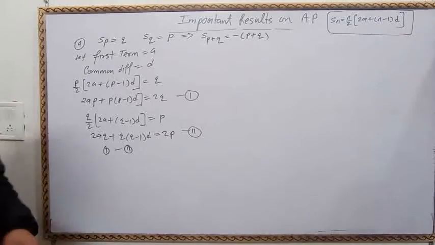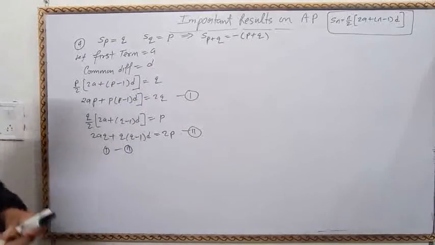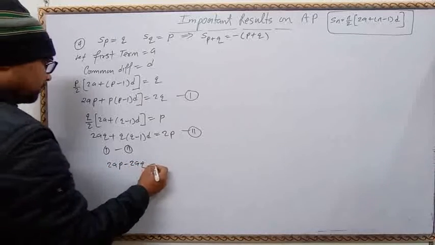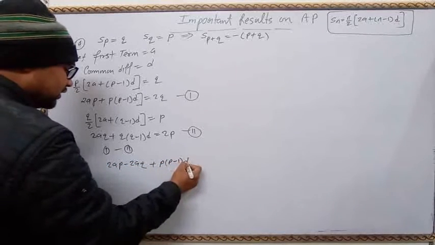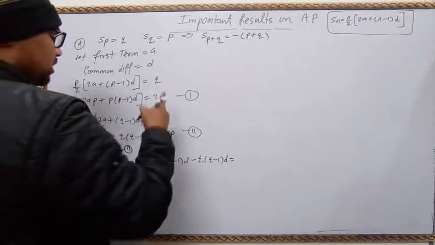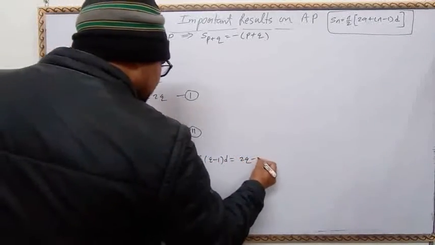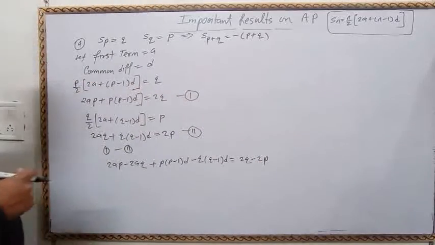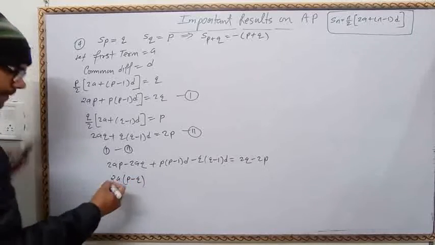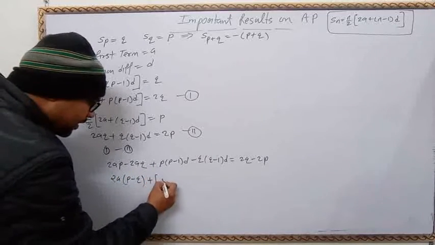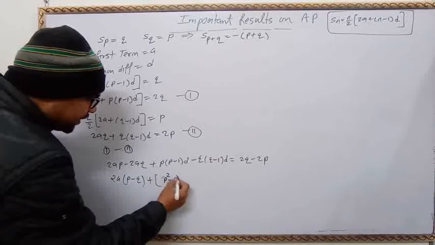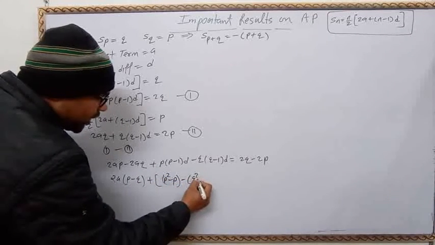Subtract equation first minus second. What we will get? 2ap − 2aq + (p−1)d − (q−1)d = 2q − 2p. Okay. What is the common? 2a, so we will get (p−q). What is the common here? p. We will multiply with p. So p² − p − q² − q.